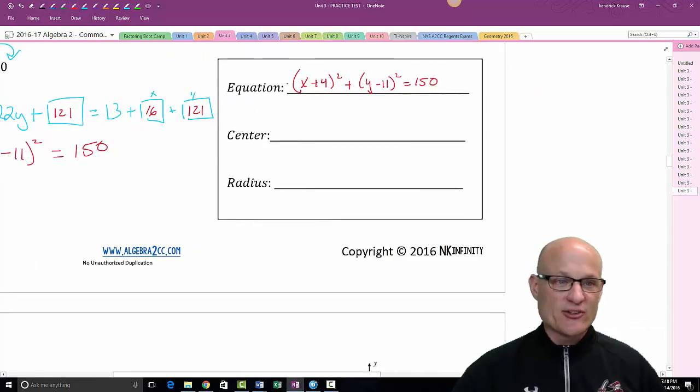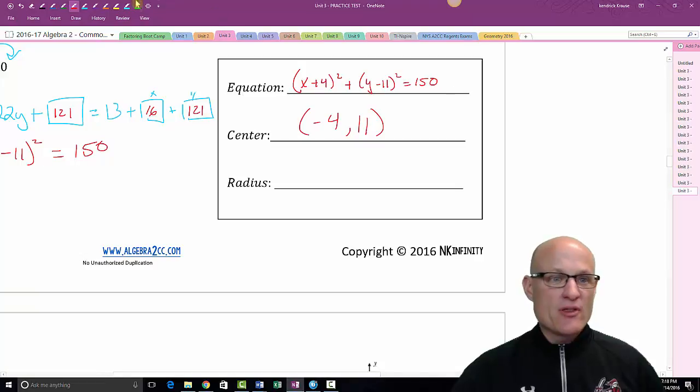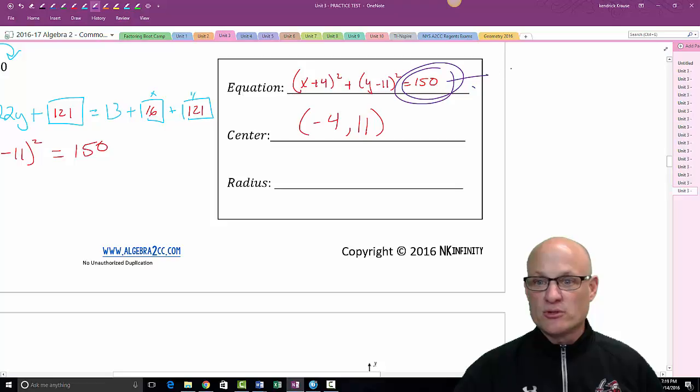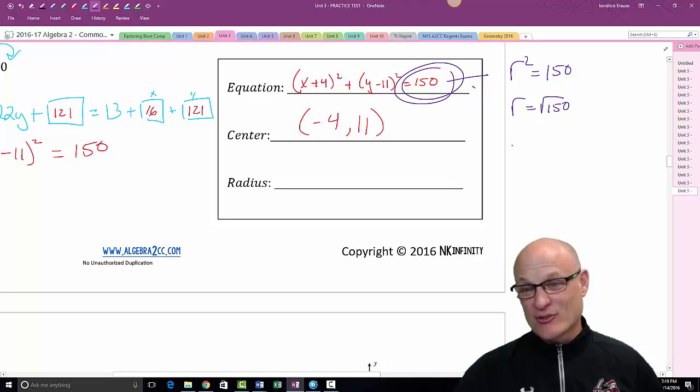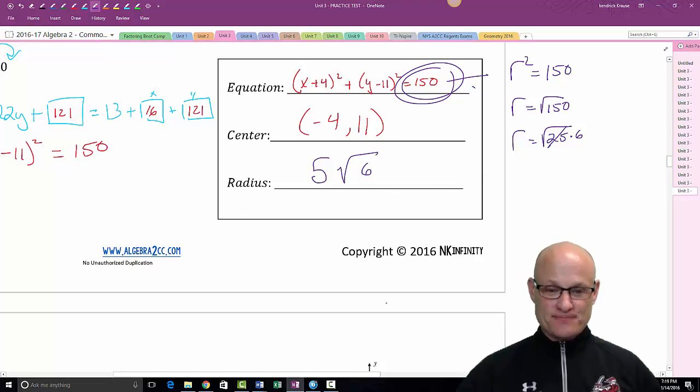Well, I still have to find the center. That's pretty easy. It's sitting right there. Negative 4, comma, positive 11. But remember, this thing here on the right side is equal to the radius squared. So the radius squared is equal to 150. So the radius is equal to the square root of 150. But I really shouldn't enter that as my answer. I need to find the perfect square that goes into 150. And hopefully you know that's 25 times 6. And the square root of 25 is 5, so 5 square roots of 6. And so that's why I picked that as my answer.